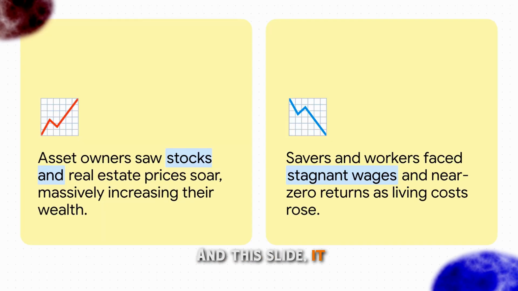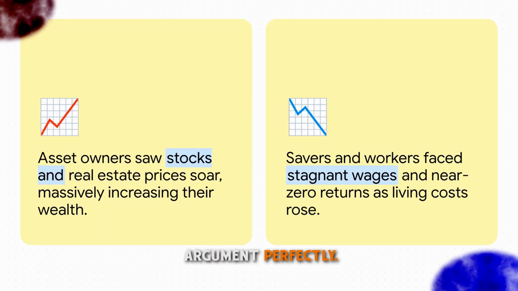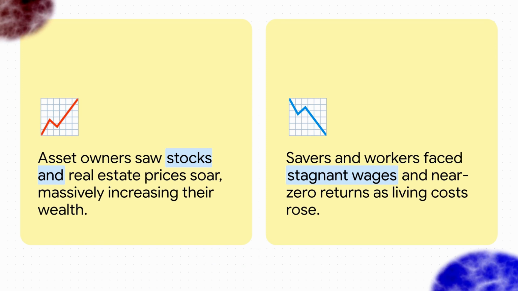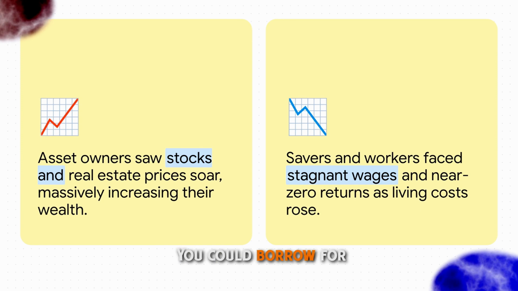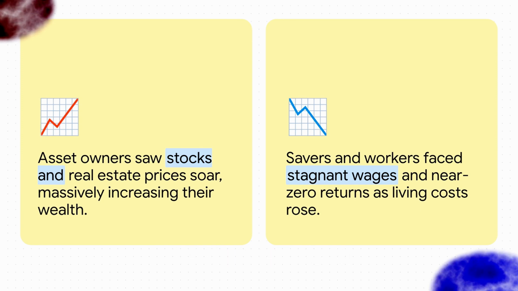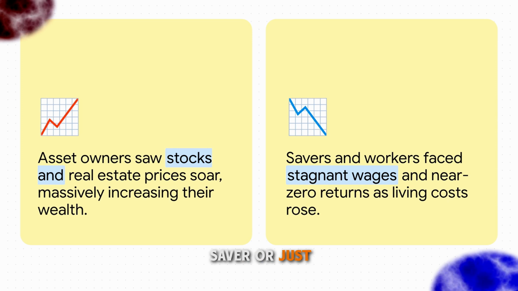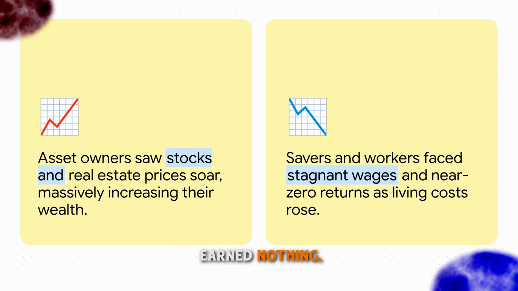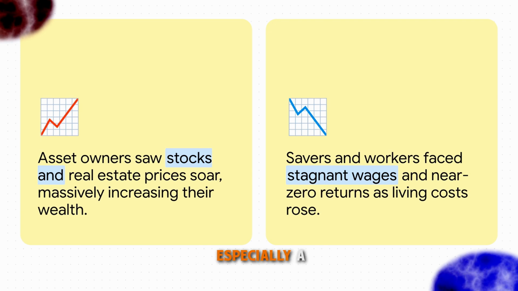And this slide just lays out the book's core argument perfectly. Easy money essentially created two separate economies. If you owned assets, stocks, real estate, it was a golden age. You could borrow for next to nothing, buy more assets, and just watch your wealth skyrocket. But if you were a saver or just earning a wage, it was a totally different story. Your savings account earned nothing, while the cost of everything, especially a place to live, just went through the roof.